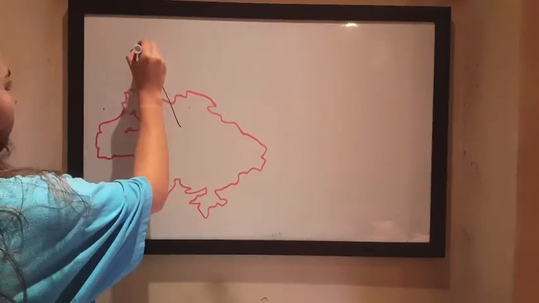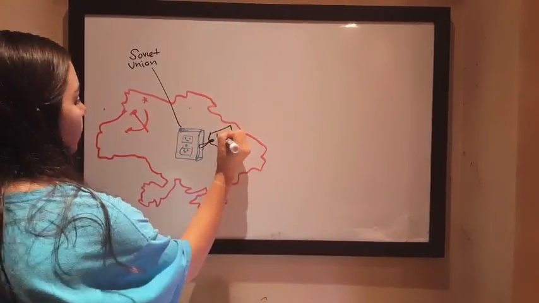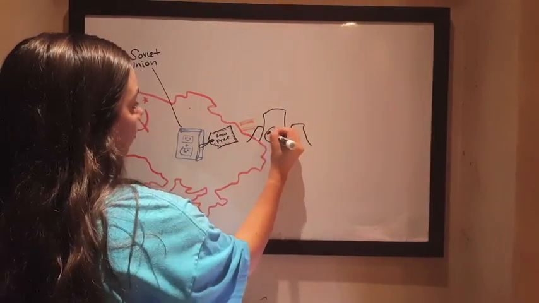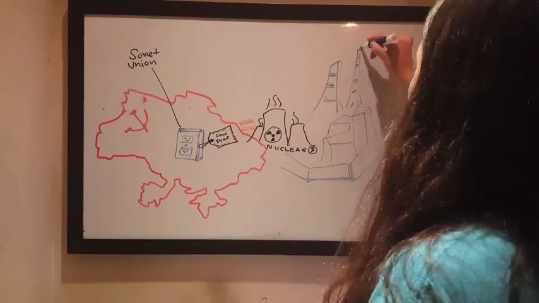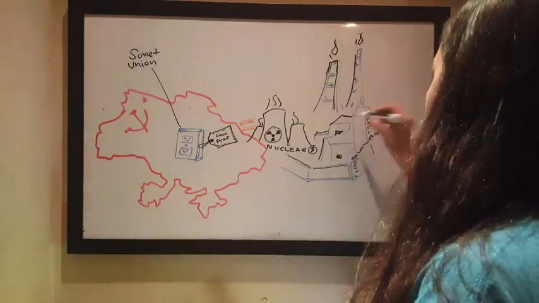It all started when the Soviet Union needed a cheap source of energy, nuclear power. Over 2 million people in Ukraine's major city got their electricity from the state-run power plant known as Chernobyl.